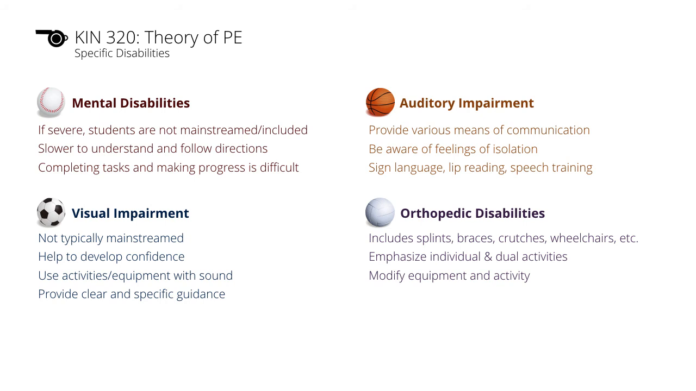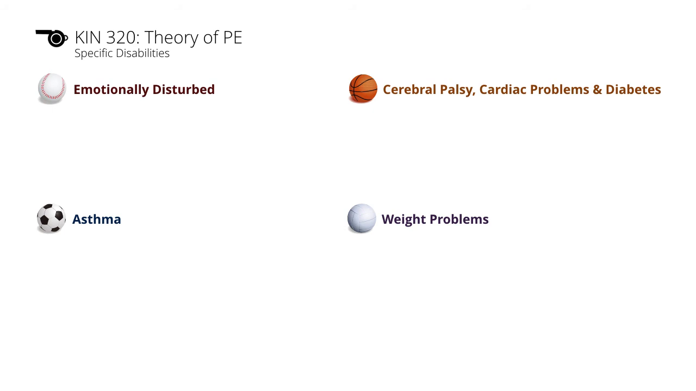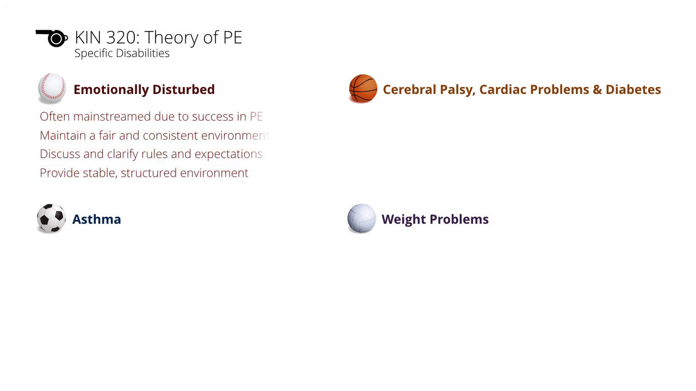There's also students who are experiencing some type of emotionally disturbed disability, and often they're mainstream because they do have success in PE. Students who have emotionally disturbed backgrounds tend to find it comforting when being placed in a regular PE program. Just being active, moving around, following directions and things like that will help those types of students.